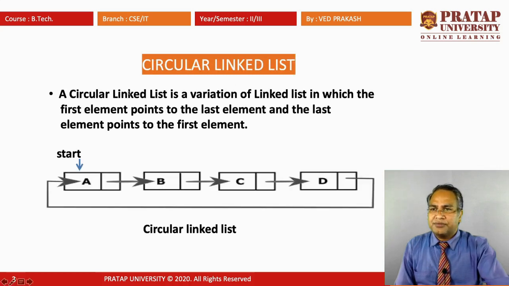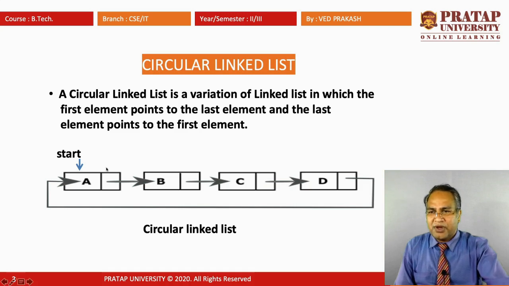Now, first we study what is the definition of a circular linked list. A circular linked list is a variation of the linked list in which the first element points to the last element and the last element points to the first element. So, a circular linked list is like a linear linked list in which the last node's next pointer points to the starting node. Such type of link is known as a circular linked list.